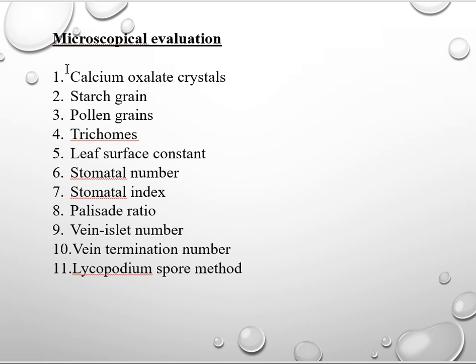Microscopical evaluation we will be studying in the next video. We'll just list what the microscopical evaluations are: calcium oxalate crystals, starch grains, pollen grains, trichomes, leaf surface constants, stomatal number, stomatal index, palisade ratio, vein islet number, vein termination number, and the Lycopodium spore method.